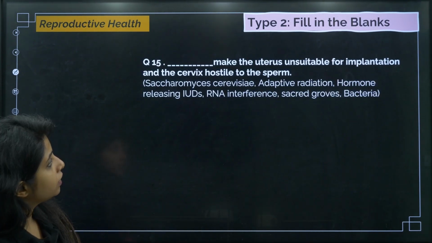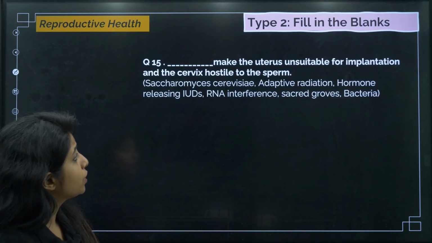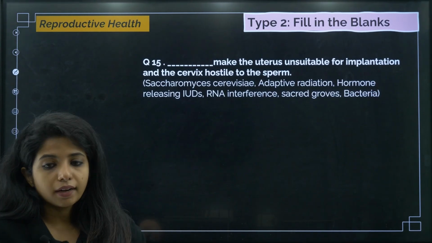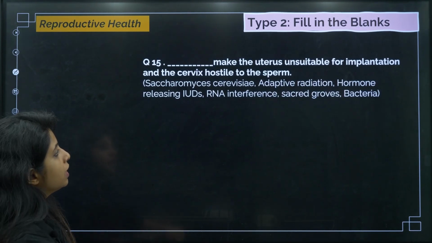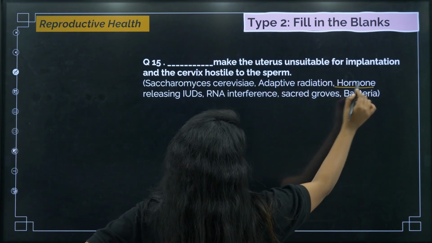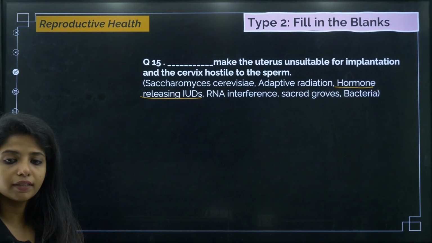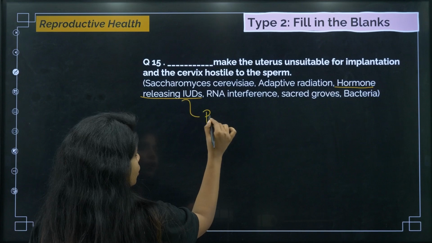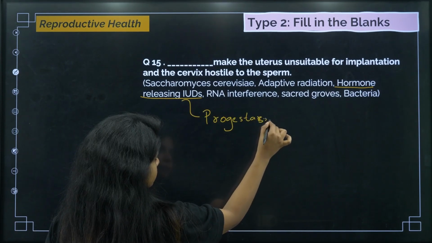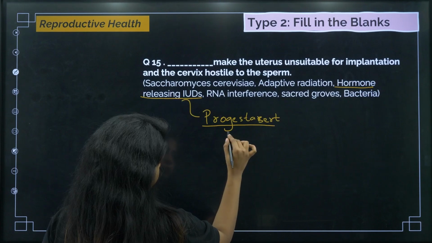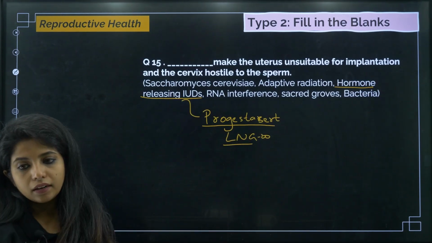15th, make the uterus unsuitable for implantation and the cervix hostile to sperm. What is that? Saccharomyces cerevisiae, that is yeast, adaptive radiation, hormone releasing IUDs, RNA interference. Basically it is hormone releasing IUDs. Okay, hormone releasing IUDs, examples are Progestasert, LNG 20. Basically all of them are hormone releasing.